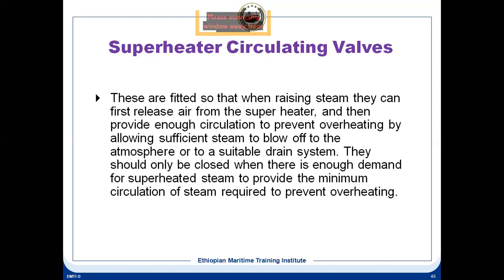Then you have the superheater circulating valves. Again, these are used on boilers where you are raising steam to power some turbine. So these are fitted so that when raising steam, they can first release air from the superheater and then provide enough circulation to prevent overheating by allowing sufficient steam to blow off into atmosphere or to a suitable drain system.